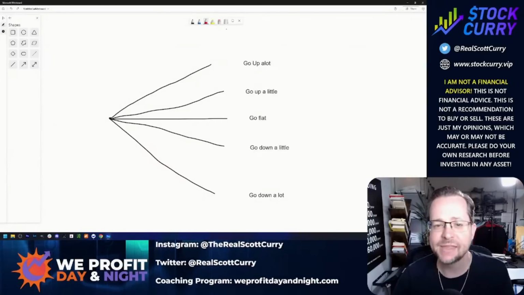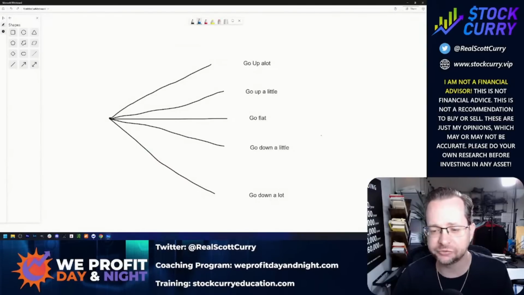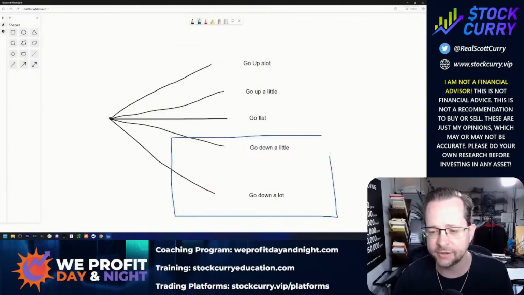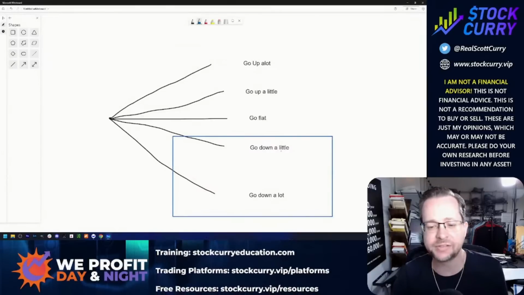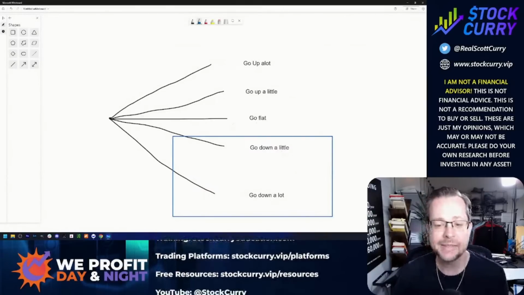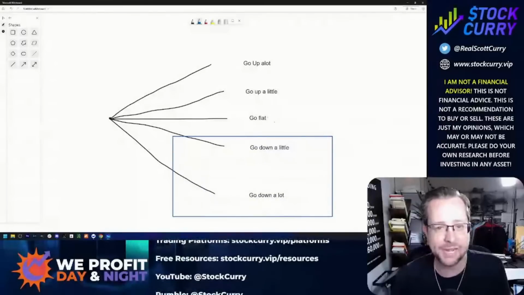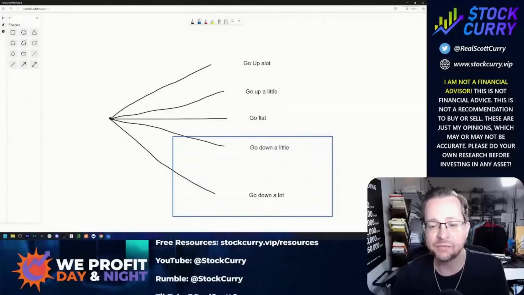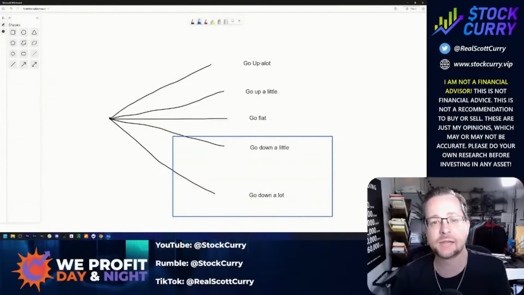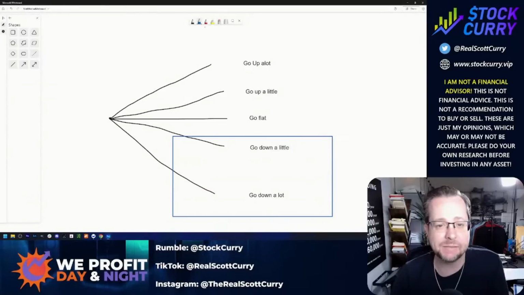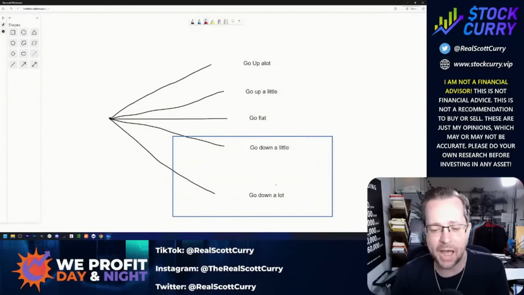Same thing, right? If I short a stock, I'm going to make money in 2 scenarios. I'm going to make money if the stock goes down a little or down a lot. If the stock goes flat, I'm losing money because I've got to pay interest on my short. If the stock goes up, I'm losing money because I'm shorting it. I'm making money if the stock goes down. What if I buy a call option?